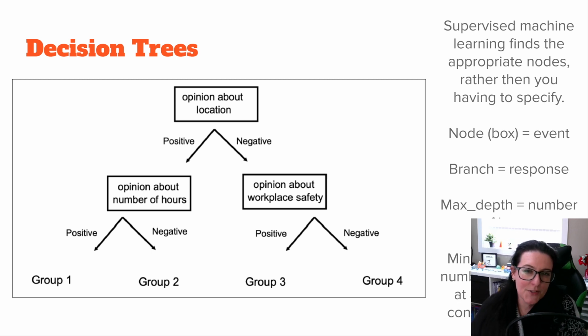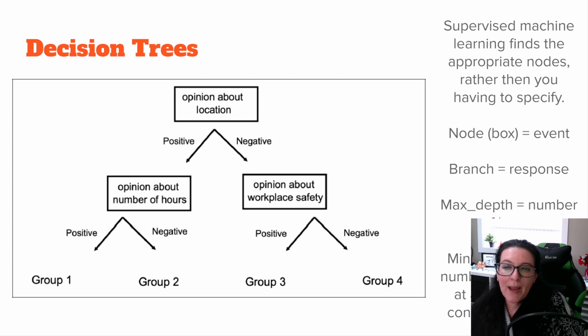If it's more positive, so again, Likert scale, 4 and 5, then we can classify them into one group. That group had a positive opinion about the location and a positive opinion about the number of hours. We could find another group that had a positive opinion about the location, but a negative view about their number of hours. We'll call that group 2. Then we have another group that has a negative opinion about the location they work in, but they have a positive opinion about workplace safety. So they don't like the location for some other reason. So they're group 3. And then we have an opinion about location that's negative and an opinion about workplace safety that's negative. So here we've classified into 4 groups.